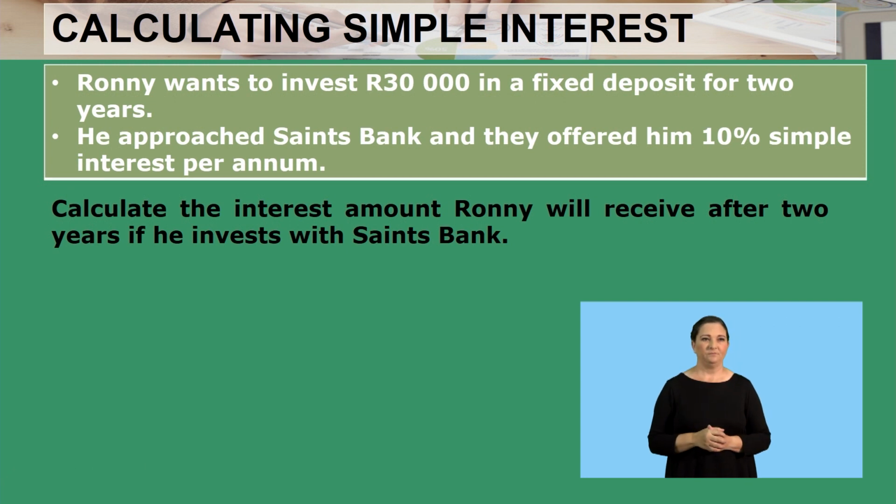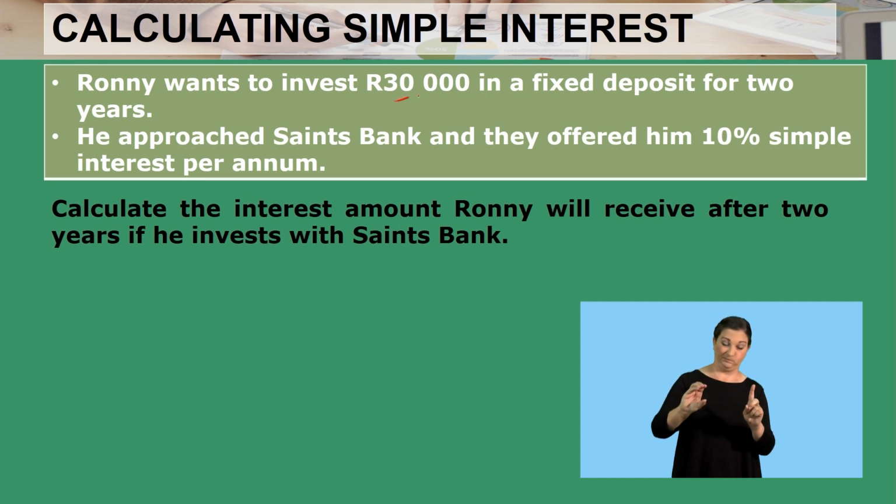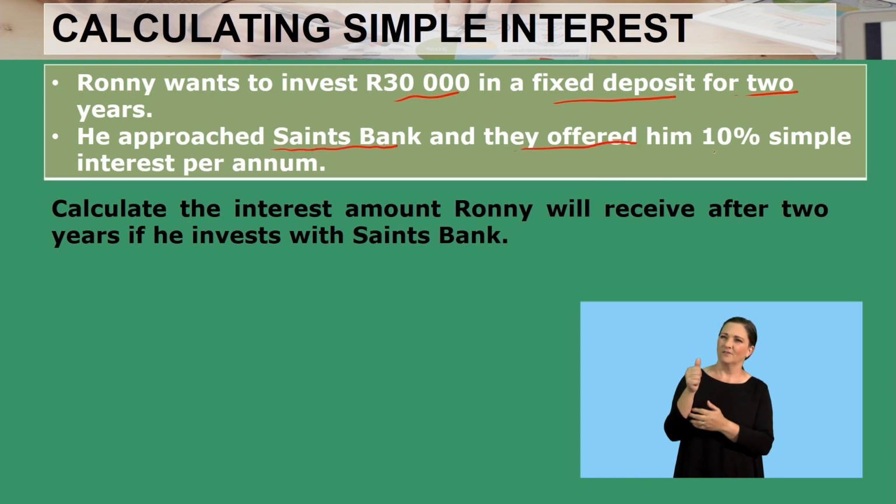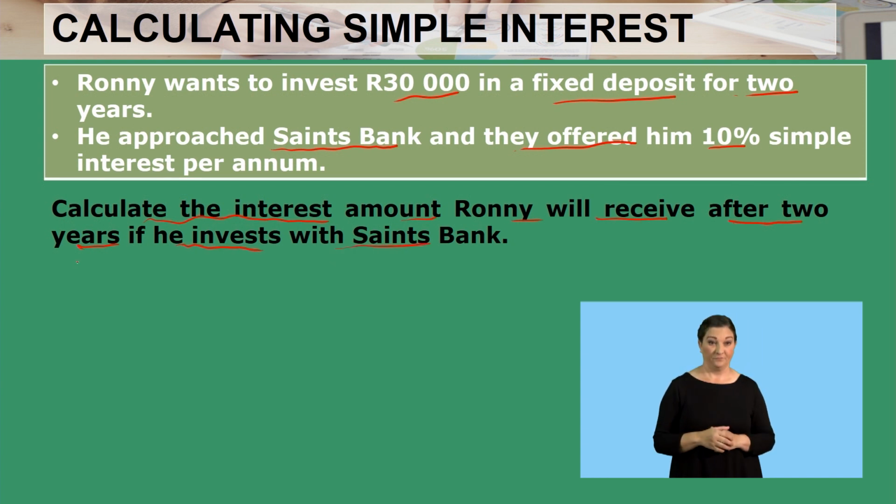We have now a scenario. Ronnie wants to invest 30,000 in a fixed deposit for 2 years. He approached Saint Bank and they offered him 10% simple interest. The question to us now: calculate the interest amount Ronnie will receive after 2 years of his investment with Saint Bank. What is the principal amount there? 30,000.